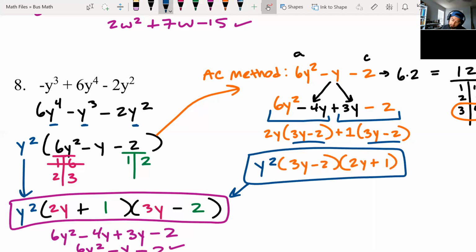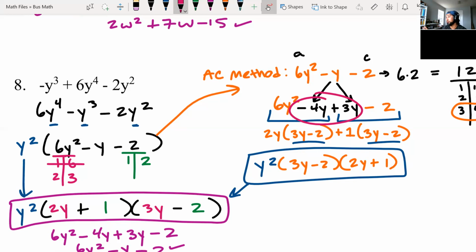If those two didn't match, then you might want to switch the 4y and the 3y around. Because then you can make it 6y squared plus 3y and negative 4y minus 2. See if that works out. But like I said, AC method is fail-safe, so it should always work. But let's say you do run into that kind of issue, just flip these numbers around.